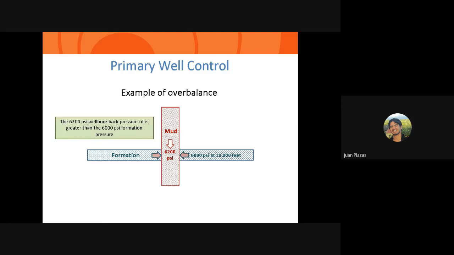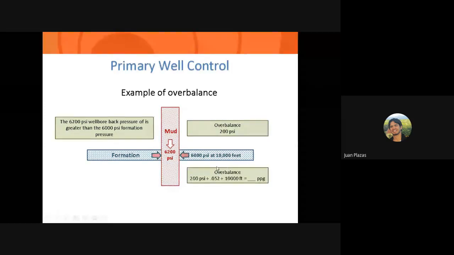6,200 wellbore pressure is greater than 6,000 psi. So our condition now is overbalance. Overbalance in terms of psi is 200 psi. And if we express this overbalance in terms of ppg, it is just 200 psi divided by this conversion factor or constant, and divided by the given TVD. So I will ask you, if you have a calculator on hand, let's perform this calculation. 200 psi divided by the constant divided by 10,000 feet. So the answer will be 0.38 ppg. It'll be good if you get a calculator and you can start working on that.